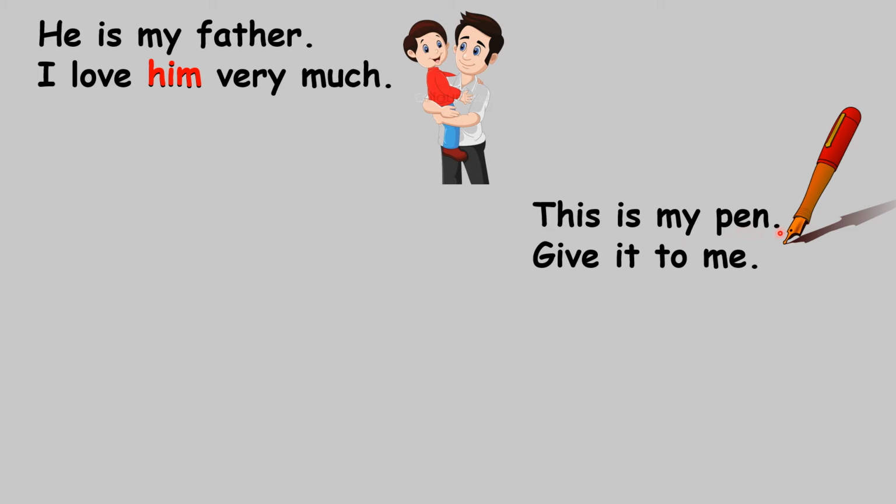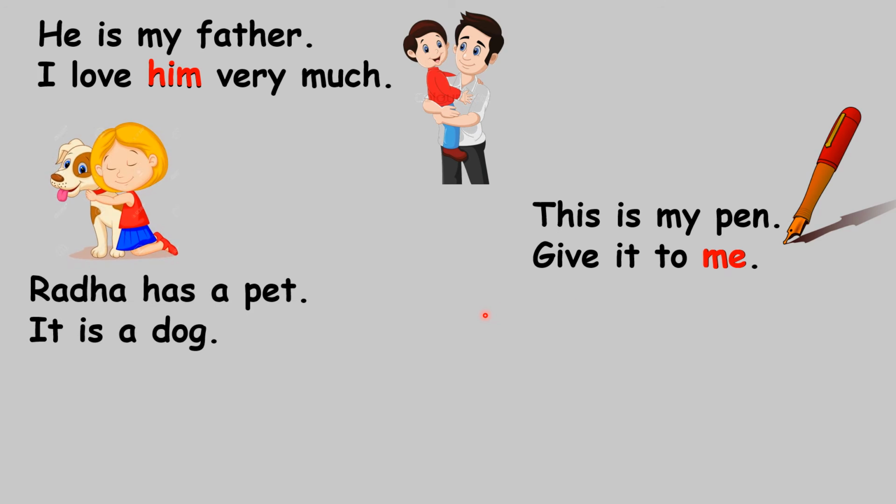This is my pen. Give it to me. Now here we have used the pronoun me, not my. You cannot say give it to my. First you are talking about your pen and then you are saying give it to me. So me becomes the pronoun in the telling part. Radha has a pet. It is a dog. Now here the pronoun it is used in the telling part.